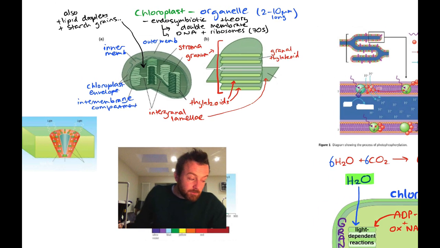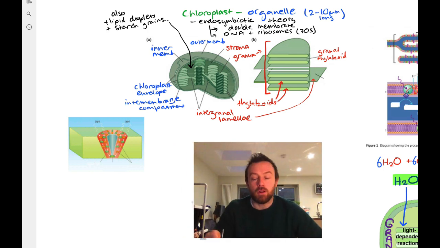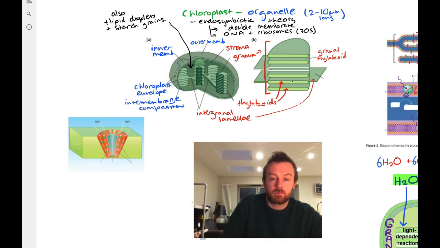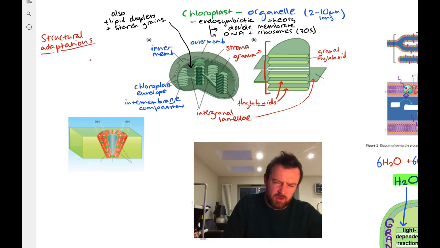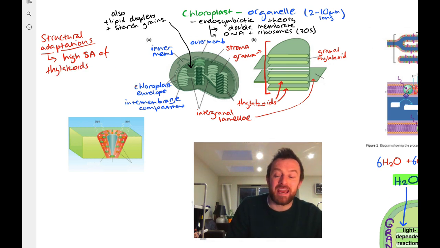Okay, well, what features? Why is this a good structure? Well, first of all, let's write a little sub thing down here. Structural adaptations. You've got an extremely high surface area of thylakoid membranes. SA for surface area. High surface area of thylakoid. And the thylakoids are where the light-dependent reactions take place. High surface area of thylakoids and, you know, we can say densely packed.